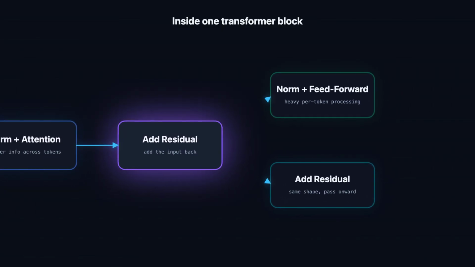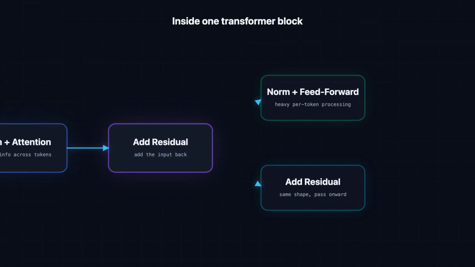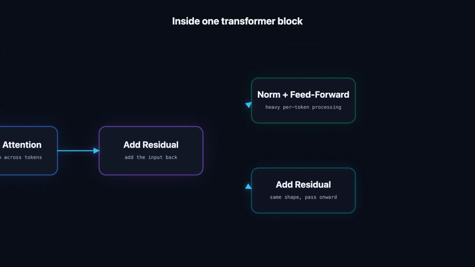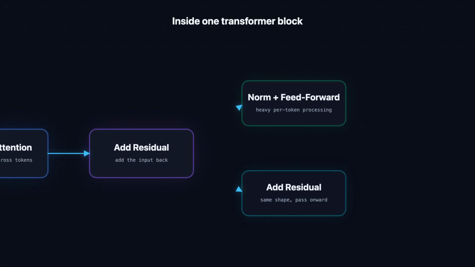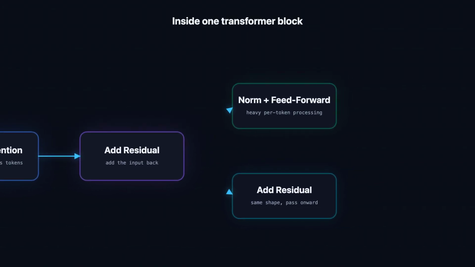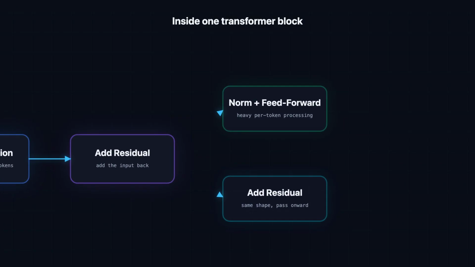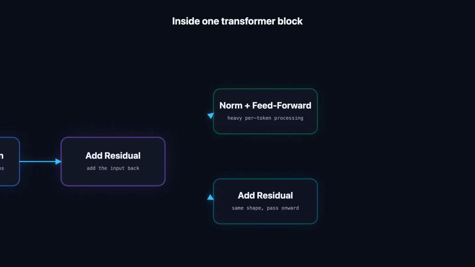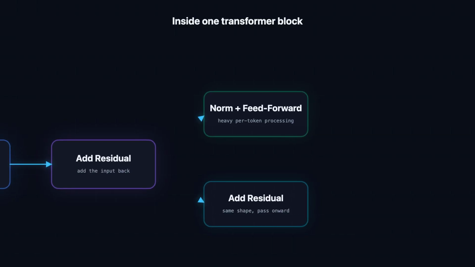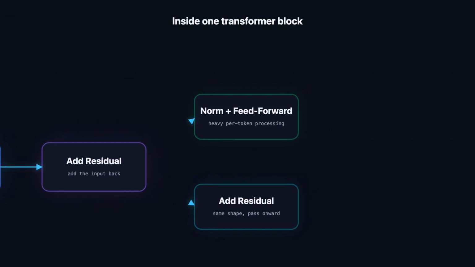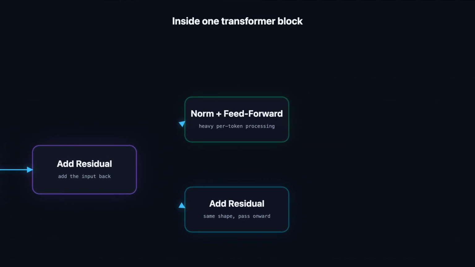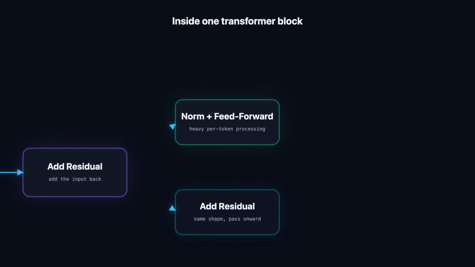Then add the residual. The block adds attention's original input back onto its output, so the layer only has to learn a small correction, and gradients get a clean highway straight through the network. This residual wrap around the attention sublayer is a big part of why very deep transformers train at all.